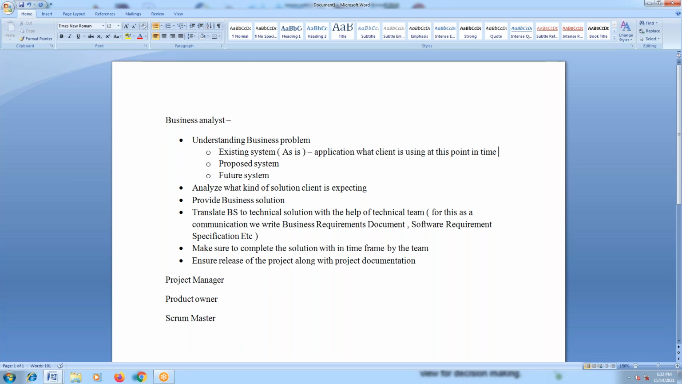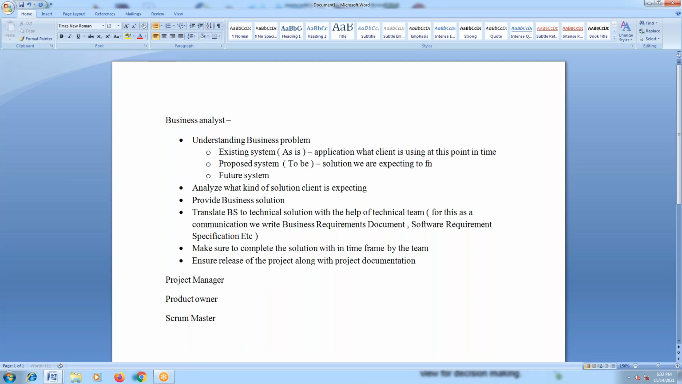Now, the second we call the proposed system. This proposed system, in business analysis terms, we call the to-be system. To be means the solution we are expecting to deliver or expecting to finalize, right?